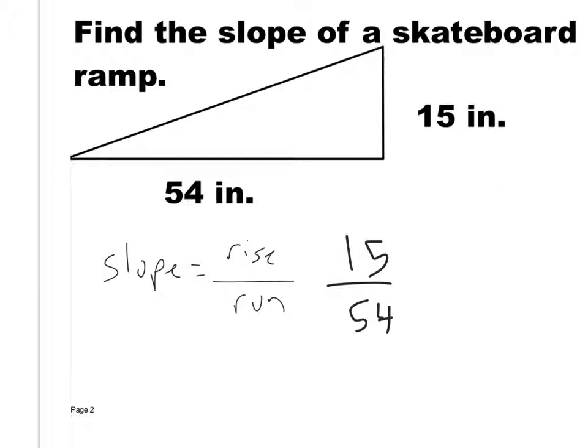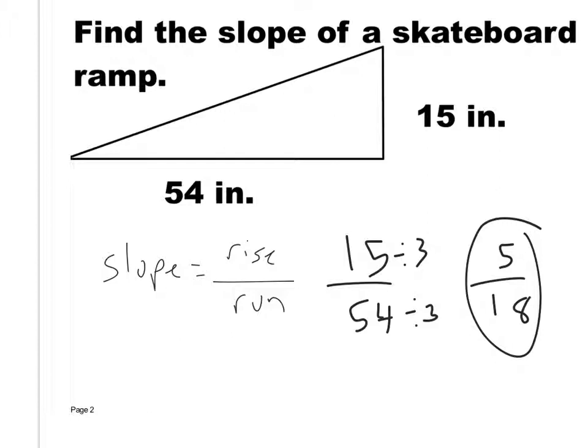Now what you do is you reduce this. I can divide both of these by 3. I get 5 over 18. And that's my slope. My slope is usually going to be a fraction. If it's not a fraction, you can make a fraction. But here it's just a fraction. 5 over 18. What this means is that for every 5 inches it goes up, it goes 18 inches to the right. But this is how you would find slope.